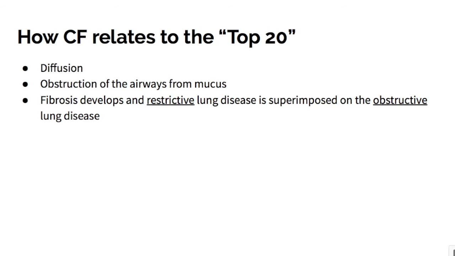And then it's also an obstructive disease because the mucus, again, is going to block the airways. But CF is kind of unique in that it's also a restrictive lung disease. That fibrotic element is going to develop and superimpose on that obstructive lung disease, causing all sorts of problems for the patient.